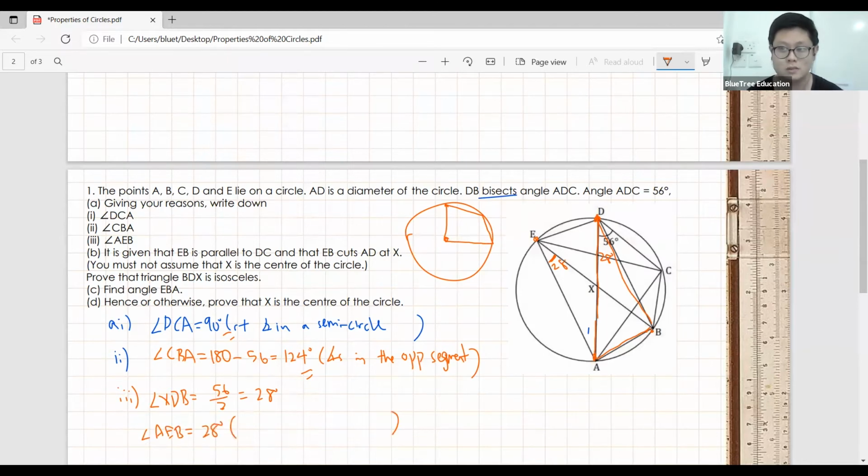And what is the reason for that? It is called angles in the same segment.